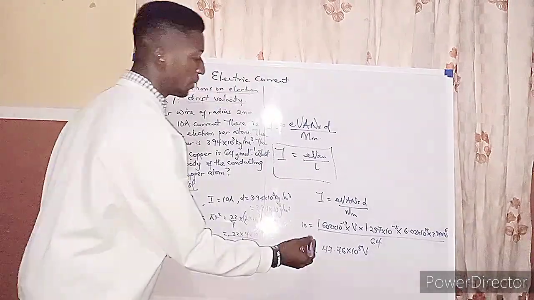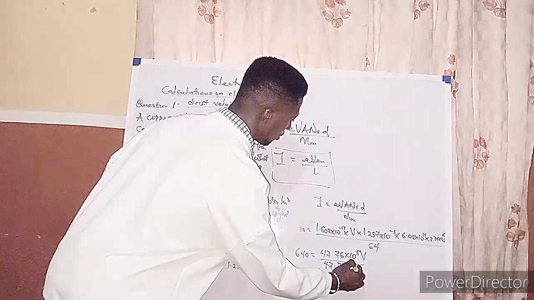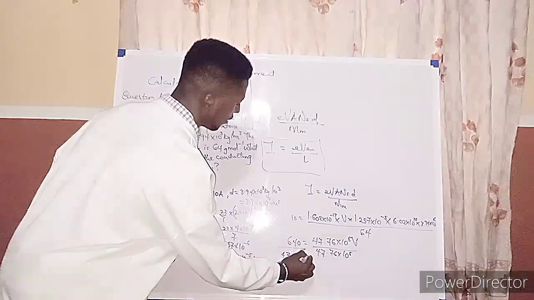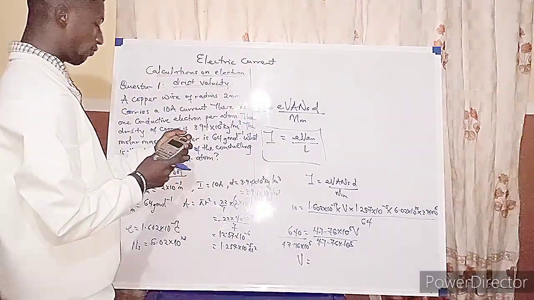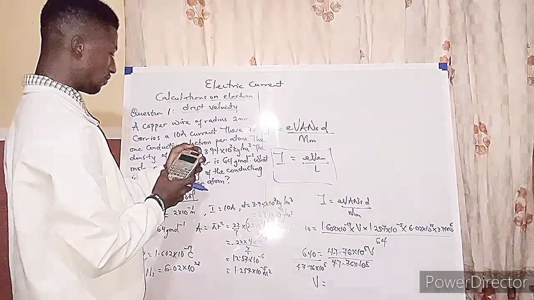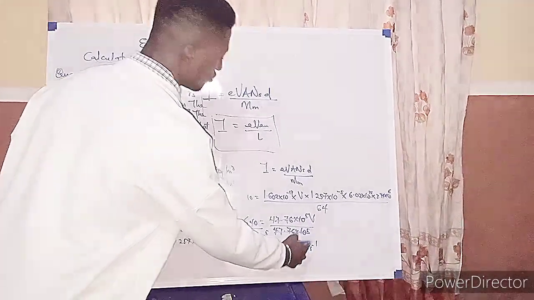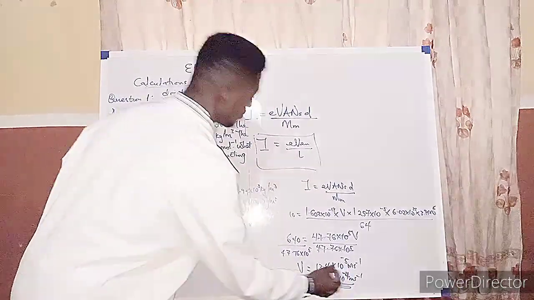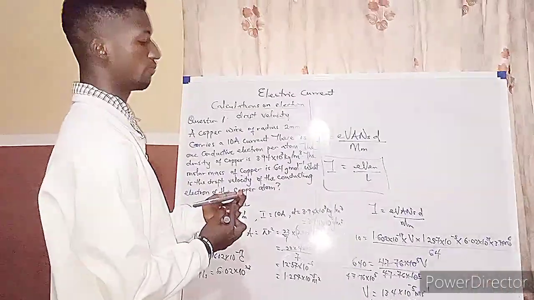So what do we use to divide? You divide by the coefficient, which is 47.76 times 10 to the power 5. So this will cancel this. We have your drift velocity is equal to 640 divided by 47.76, and that will give us 13.4 times 10 to the power minus 5, and that gives us 1.34 times 10 to the power minus 4. This is the value of our drift velocity.